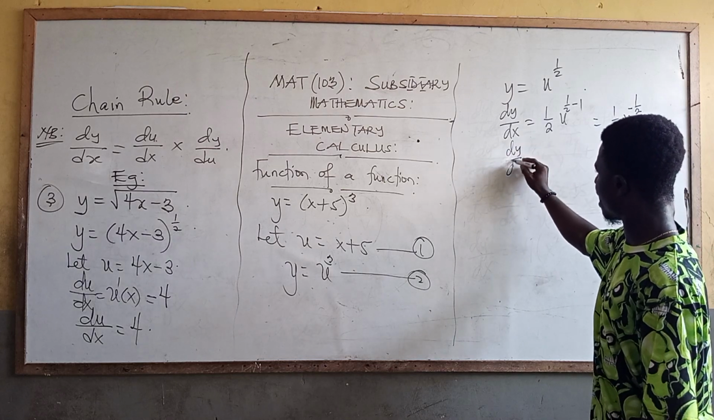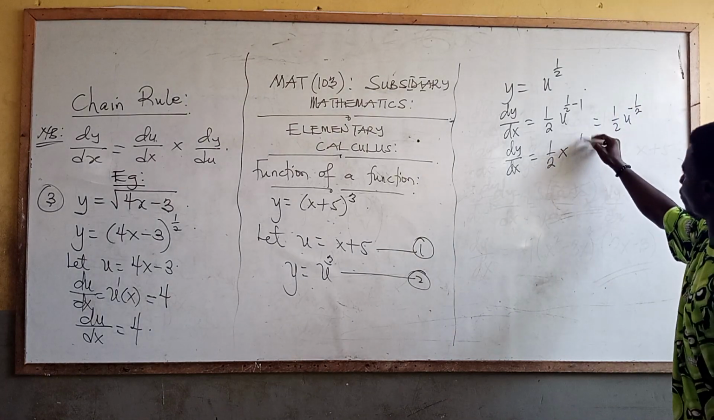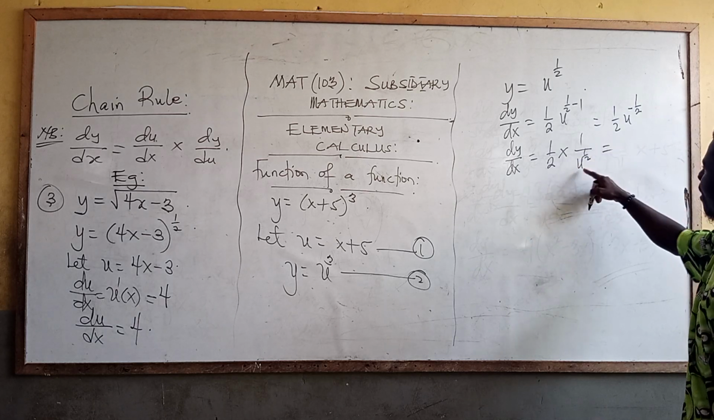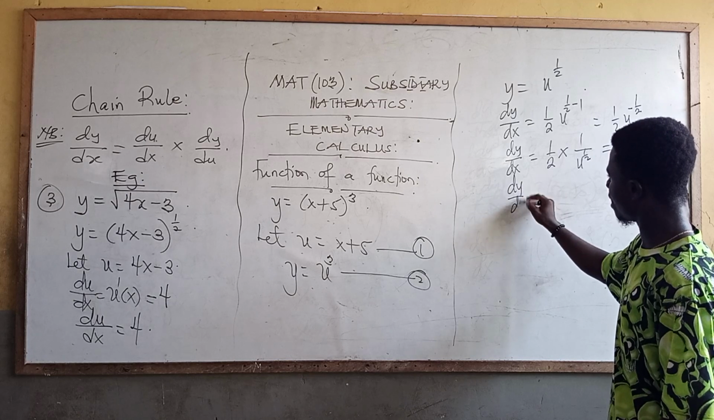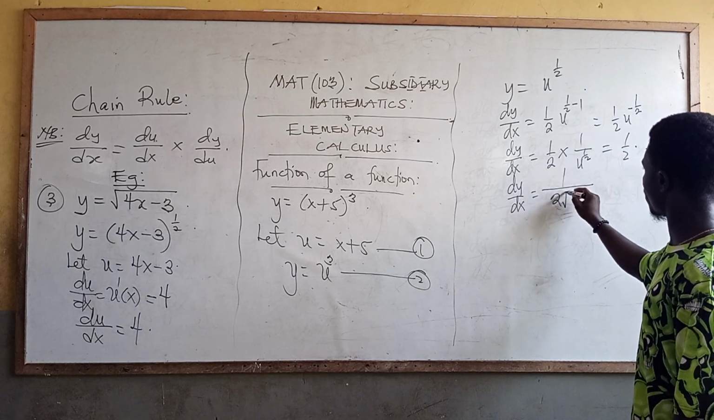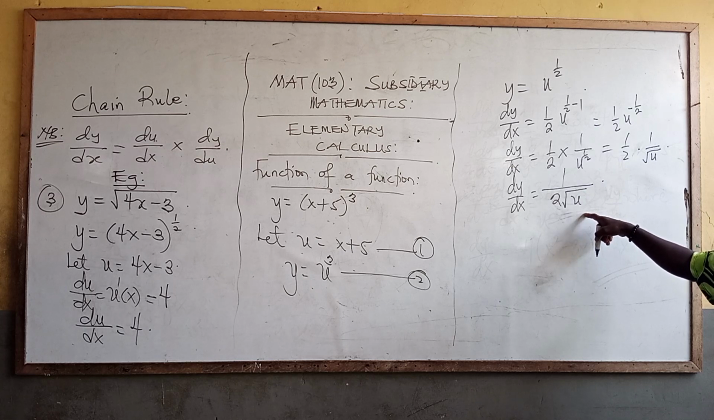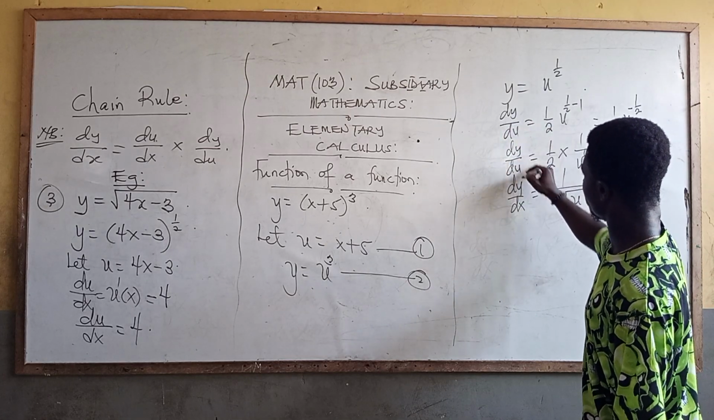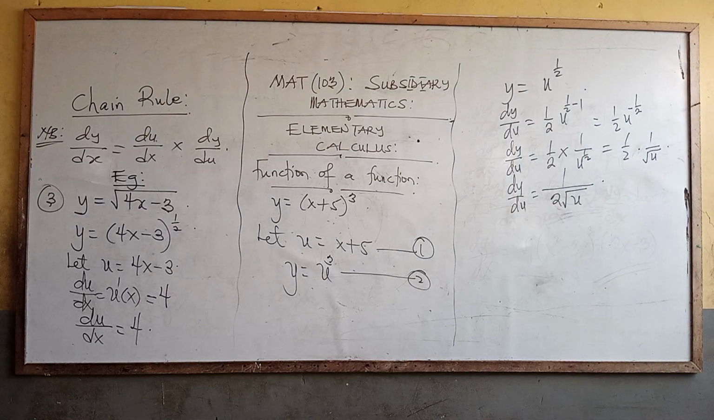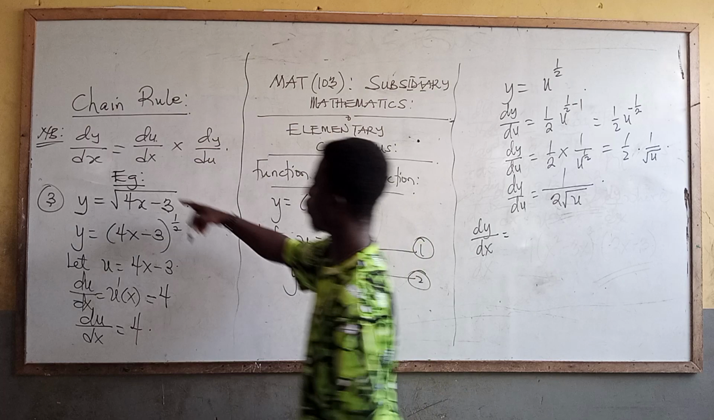So dy over du is equal to half times u to the power negative half. You can take the inverse, which is 1 over u to the power half, and u to the power half is the same thing as the square root of u. So we will get dy over du, which is equal to 1 over 2 square root of u, because we get a multiplication of fractions. We are differentiating y with respect to u. So now we substitute that into the formula. So I have my dy over dx, which must be equal to, what is du over dx?